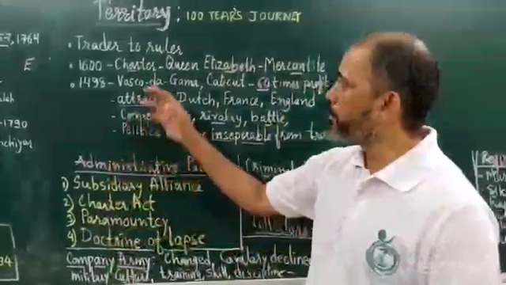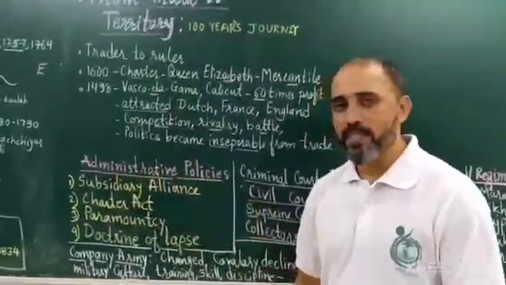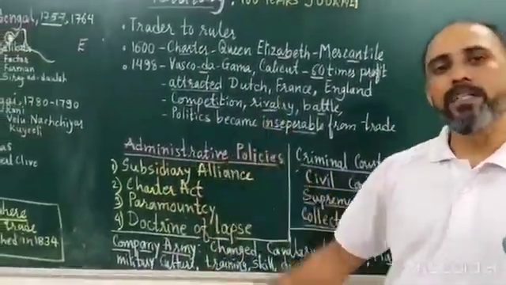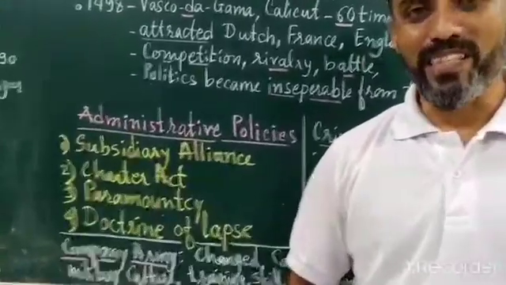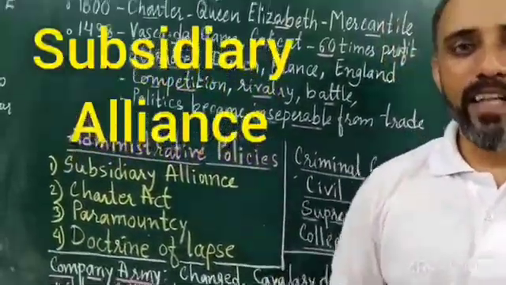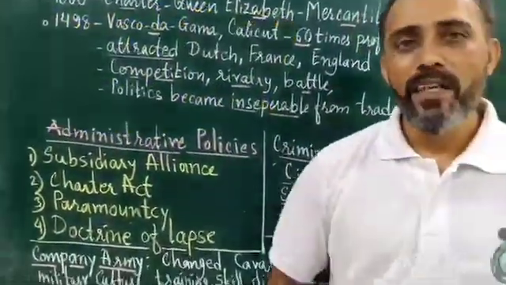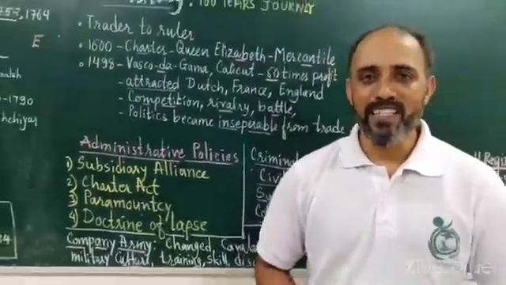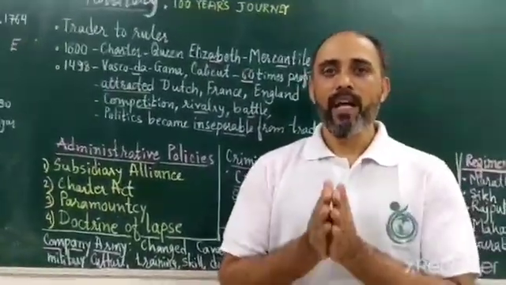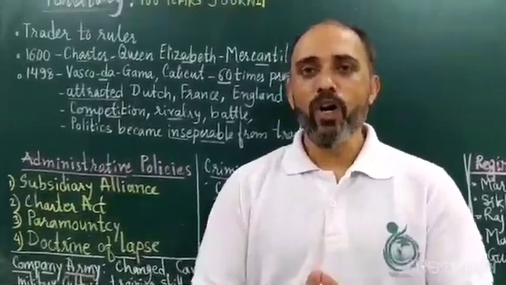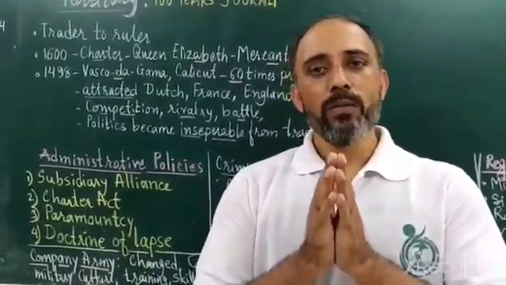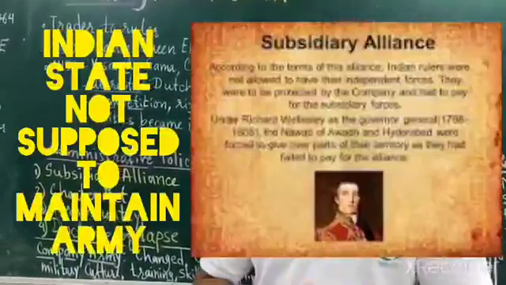Now there were some administrative policies that were adopted by the British East India Company in India. One, the subsidiary alliance. What was this subsidiary alliance? As per this agreement, any Indian state was not supposed to keep their own military.